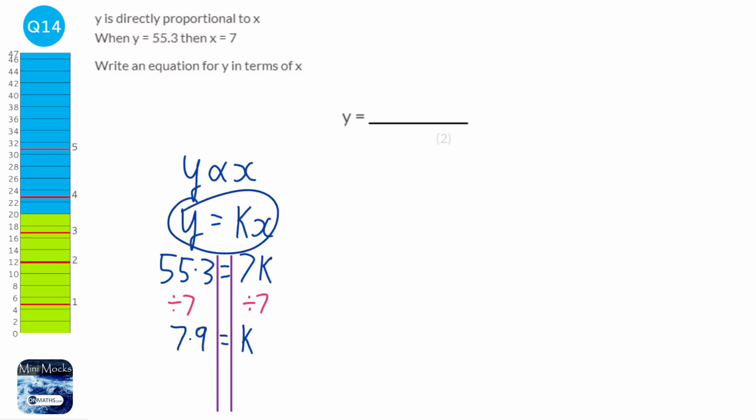So we're going to rewrite this equation here, this formula here. y equals 7.9x, and that is actually our answer.